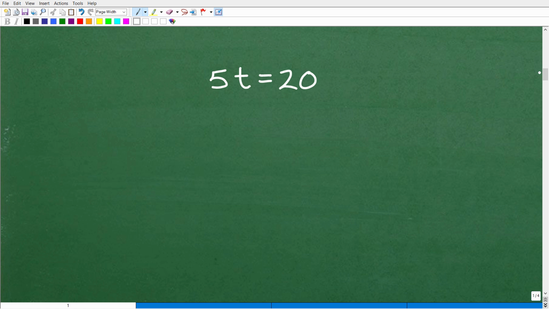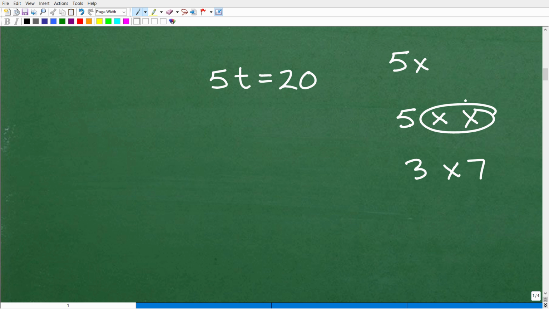All right, so let's take a look at the next type of one-step equation that we're going to be dealing with. And this is multiplication. So in algebra, I have 5t is equal to 20. If I have 5x, this means 5 times x. Some of you might be saying, well, why don't we just write 5 times x, like 3 times 7? Maybe you can answer that question by just looking here. Imagine if I said 5 times x, I have an x here, that would be completely confusing. So in algebra, we don't use that notation.